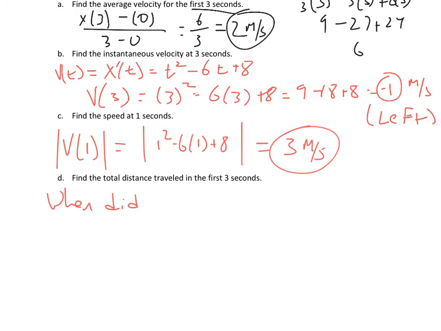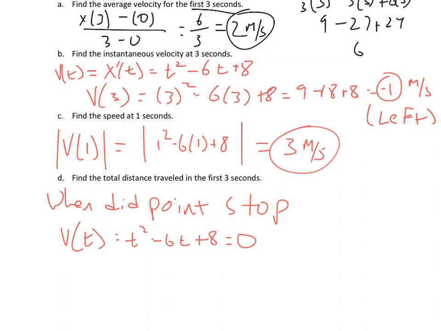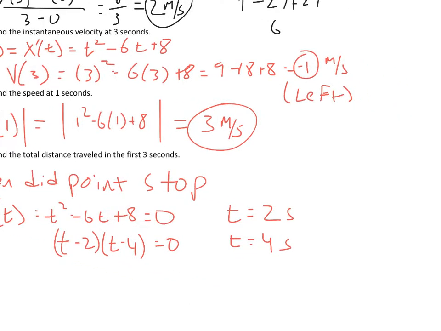Okay, when did the point stop? That's found when we take the velocity equal to 0. So the velocity is t squared minus 6t plus 8, and we set that equal to 0. So we can factor: t minus 2, t minus 4 equals 0. So at t equals 2 and t equals 4 seconds, the point stopped. All right.